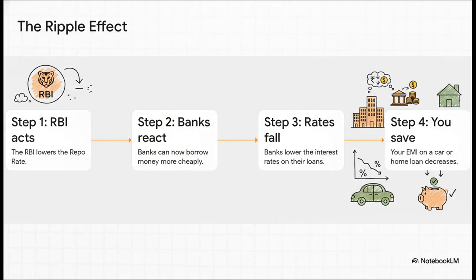Here's how it works. Step 1, the RBI lowers the repo rate, say from 5% down to 4.5%. Okay. Step 2, now banks can borrow money from the RBI much more cheaply. Step 3, they usually pass those savings along to us, the customers, so they lower the interest rates on their loans. And finally, step 4, your EMI on that car loan or home loan you've got, it goes down. More money in your pocket.